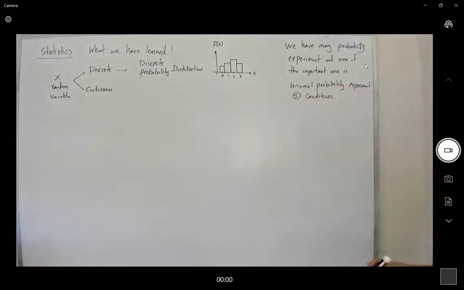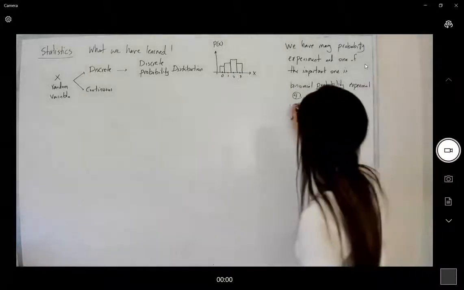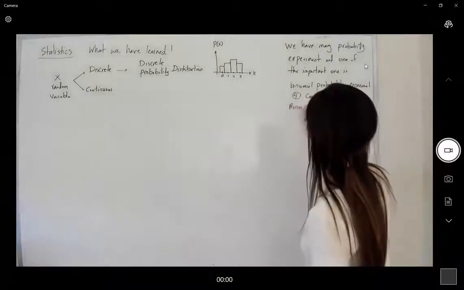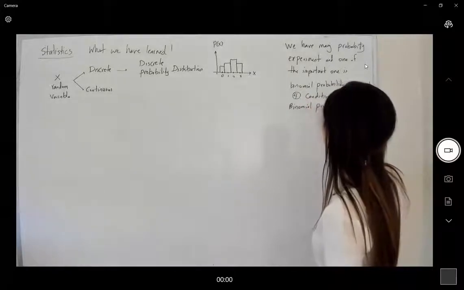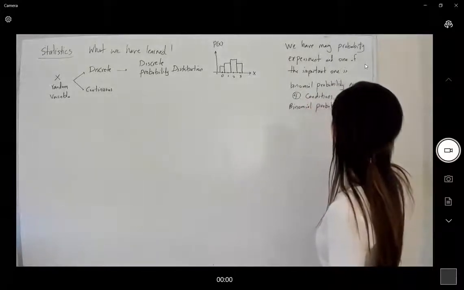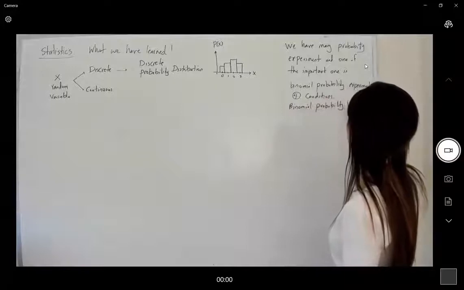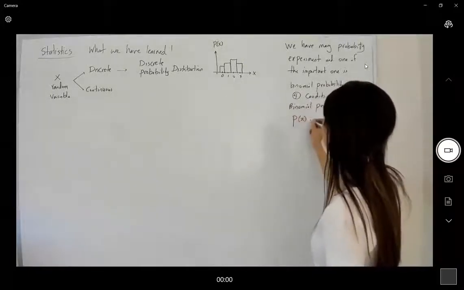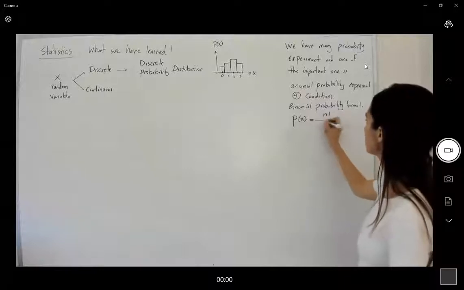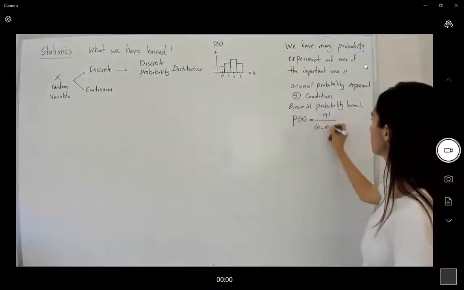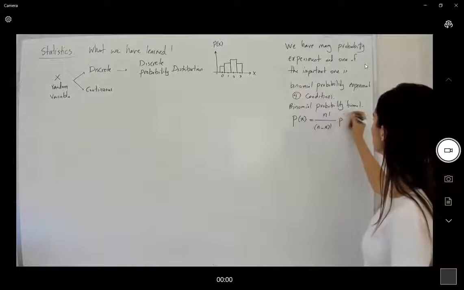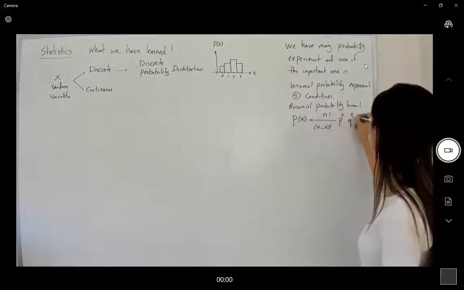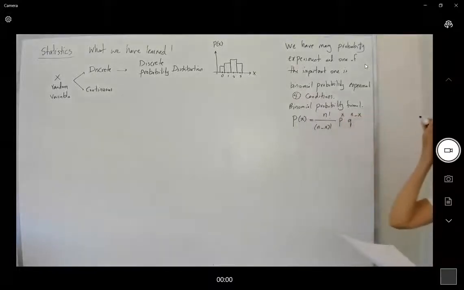Then we say that the binomial probability formula is defined this way. P of x is equal to n factorial divided by n minus x factorial, p to the x, q to the n minus x.